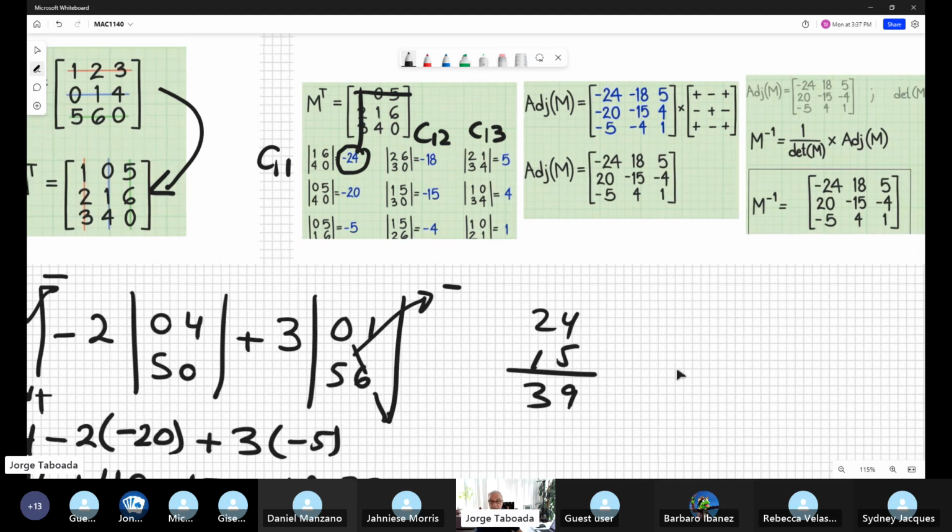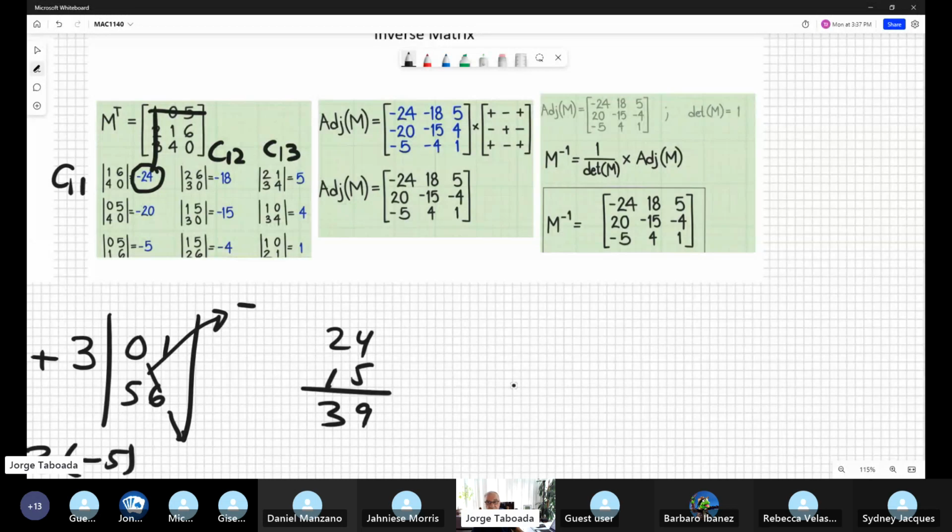Look at that. In order to find the inverse, this is the formula. This is the most important formula. You divide the adjoint matrix by the determinant, but in this case the determinant is 1, so it stays.